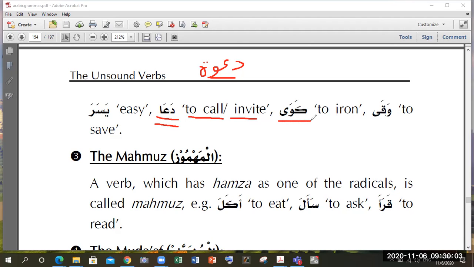Kawa. Again, waw is there, and ya. But this is double harf illat, waw and ya both. This is another category. I'll tell you later. Okay. Waqa. Again, waw and ya both are there. So this can be both harf illat together, or maybe both harf illat but separately, waw and ya, because in the center there is qaf. But anyhow, these all are the examples of unsound verbs, mu'tal verbs.